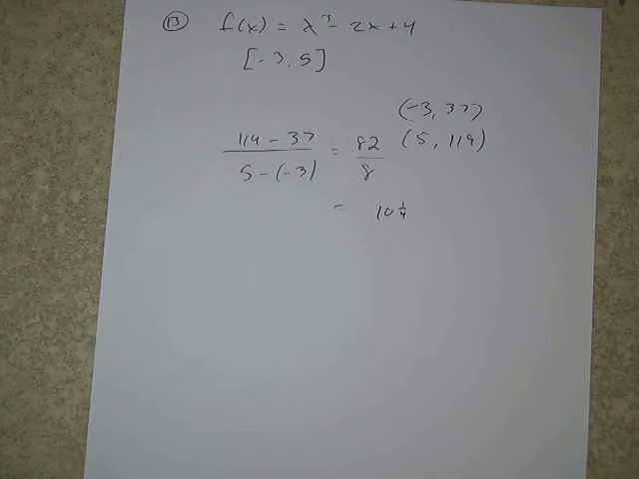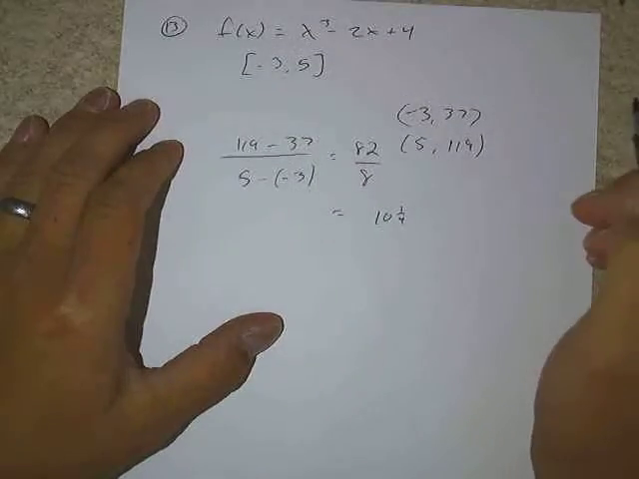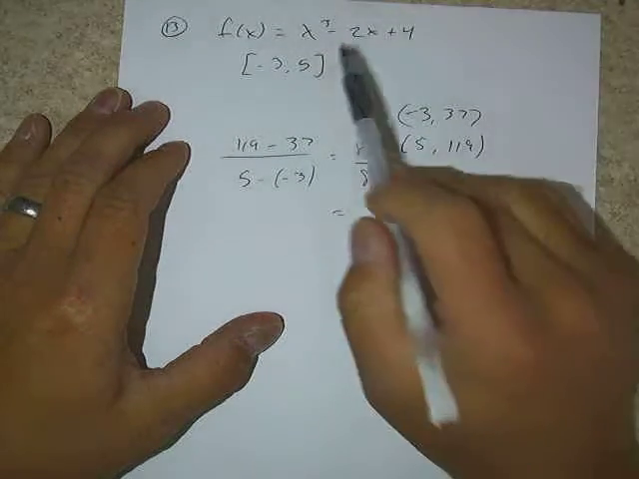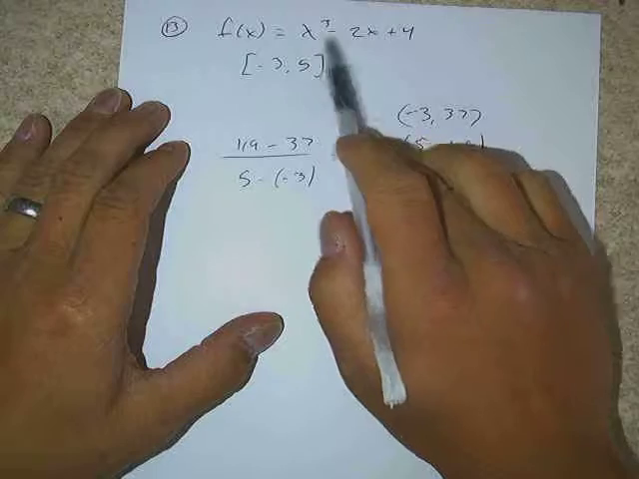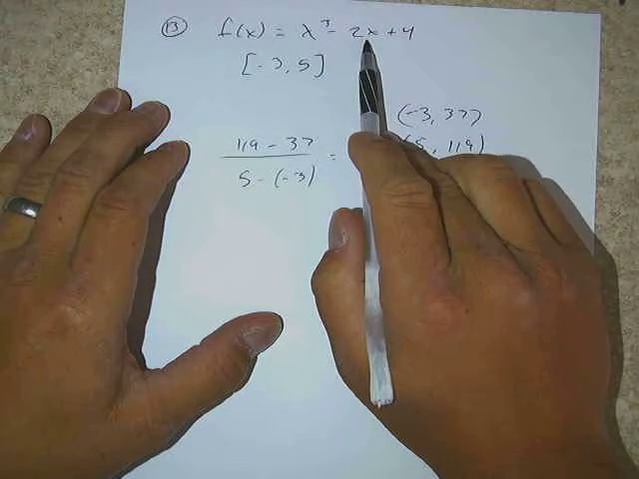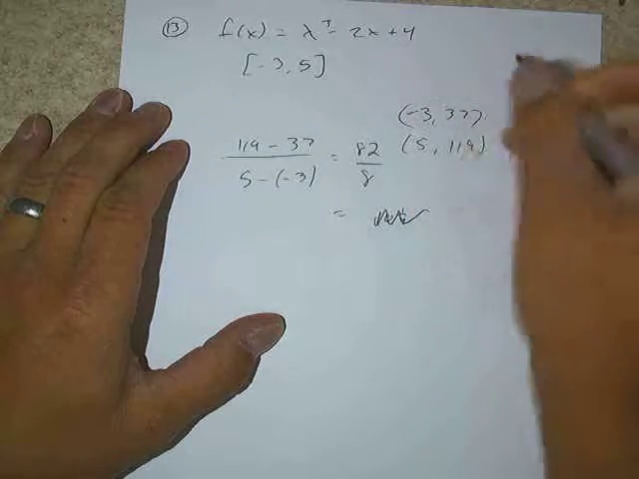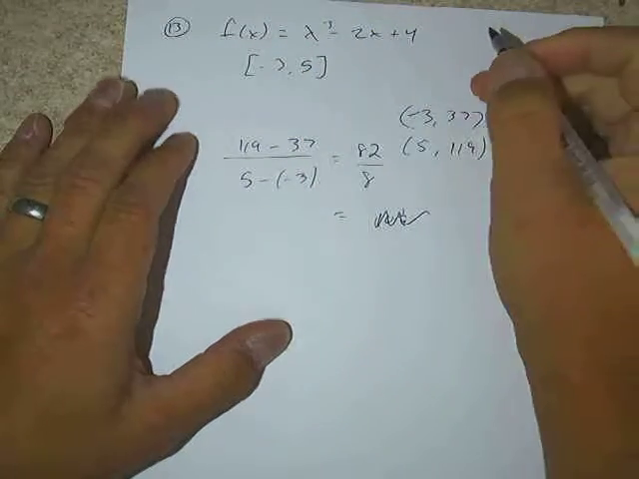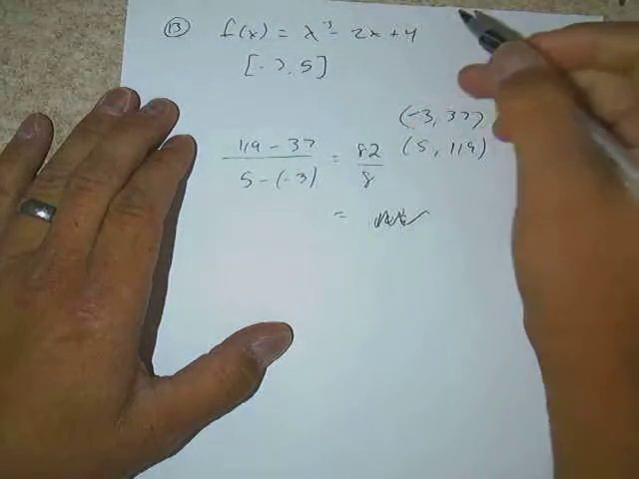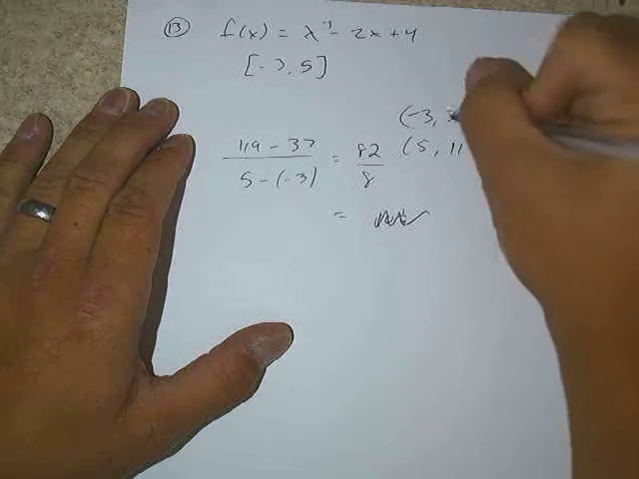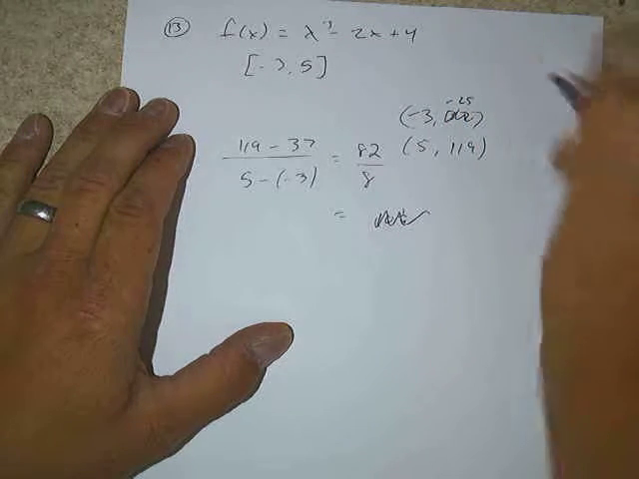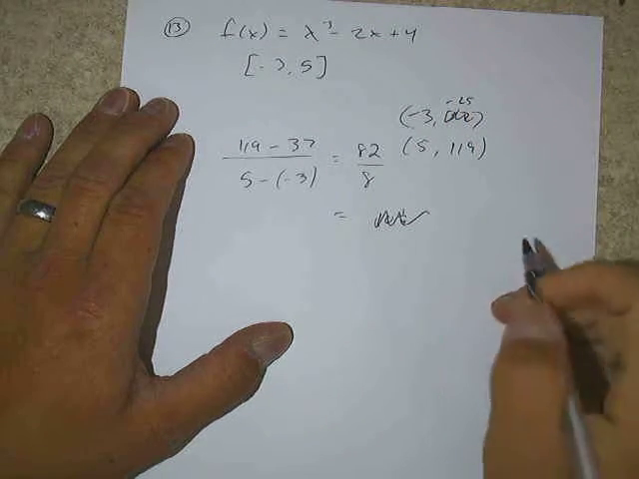What is negative 3 cubed? Did I miss it? 27. Where am I looking at? X is 27. You're right. Sorry. Try that again. It should be negative 27. And then plus 6 would give us negative 21. Plus 4 would give us negative 17. Sounds more like it?